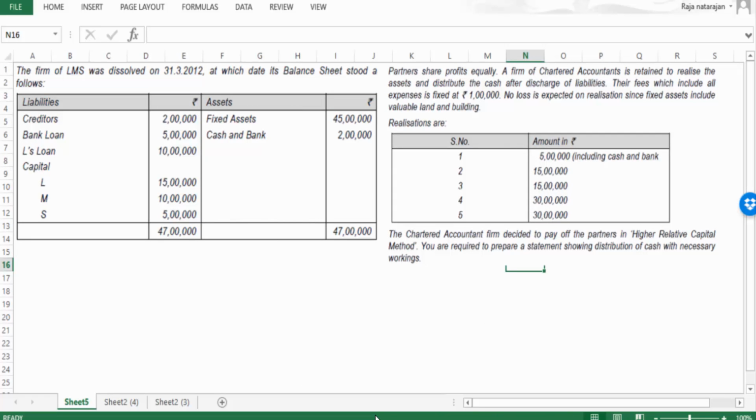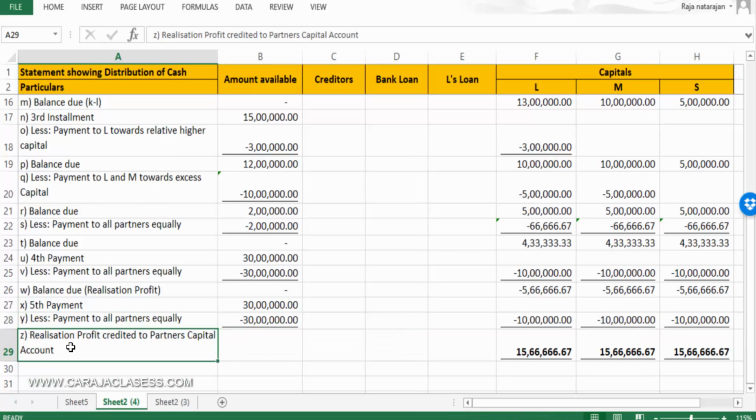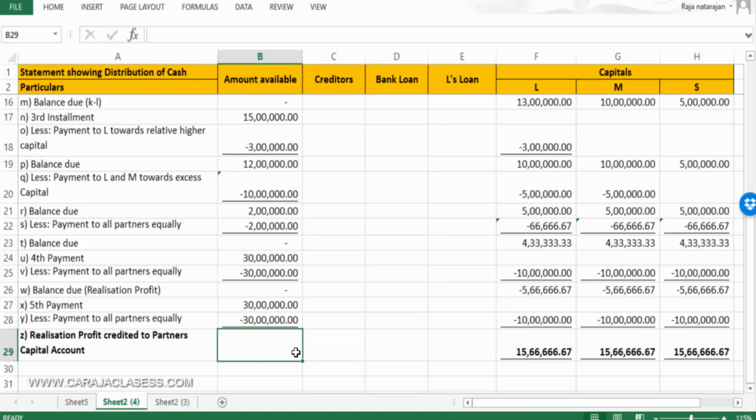And the question also hints somewhere, yes, there is going to be a lot of money, because somewhere it is mentioned that their assets include valuable land and building, so no loss is expected, and that's what we are watching here. They have realization profit, and that was credited to partners capital account.